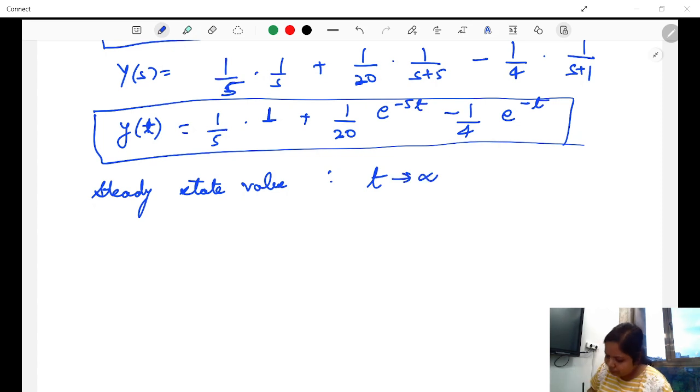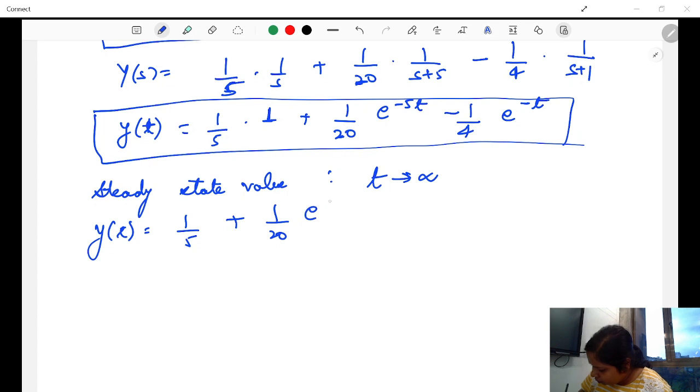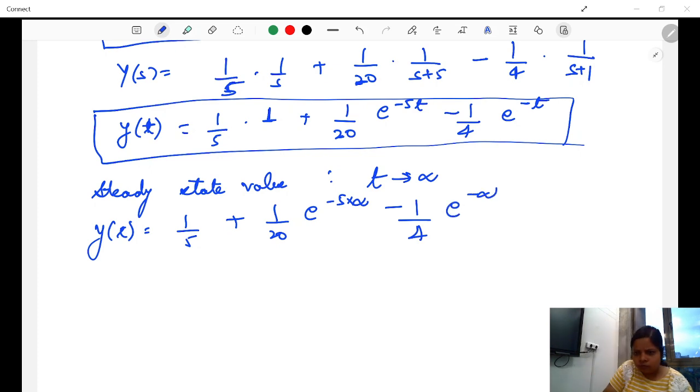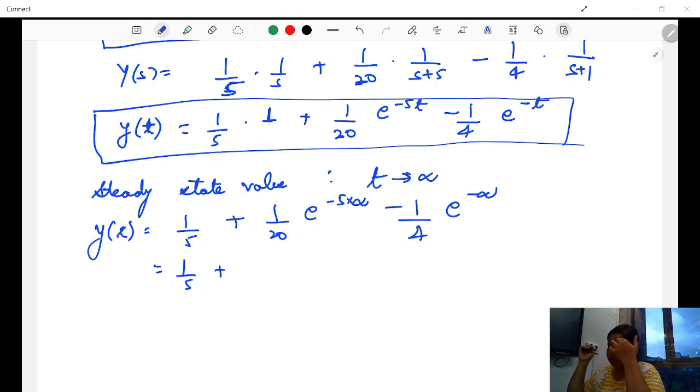So if I put the same in the equation, 1 by 5 would be there plus 1 by 20 into e to the power minus 5 into infinity minus 1 by 4 into infinity. Now 1 by 5. What would this value be? The second value, 1 by 20 into e to the power minus 5 into infinity? 0, ma'am. Right. It would be 0.